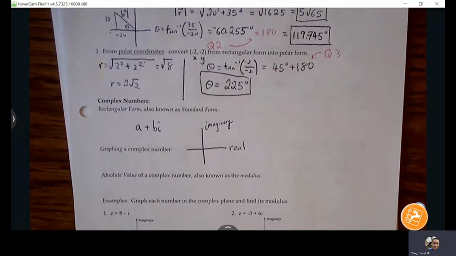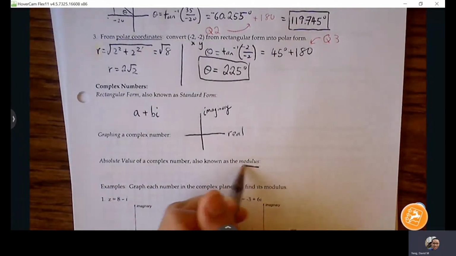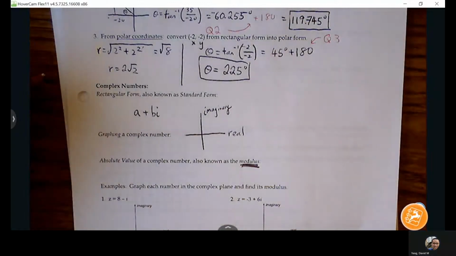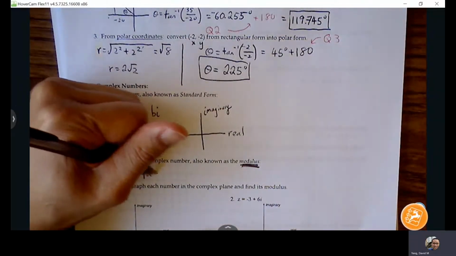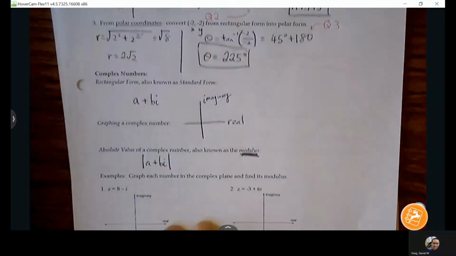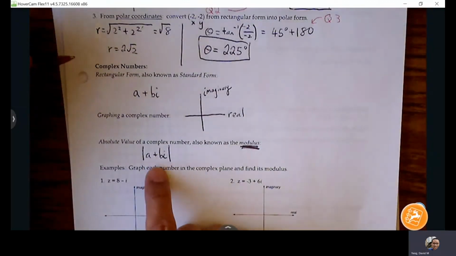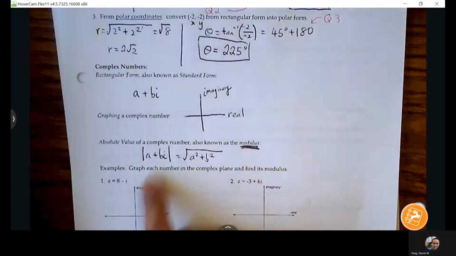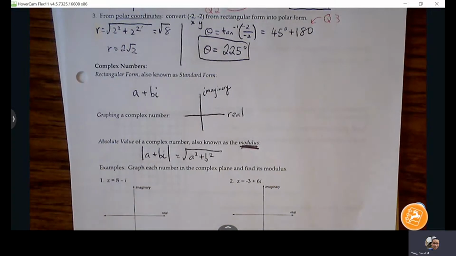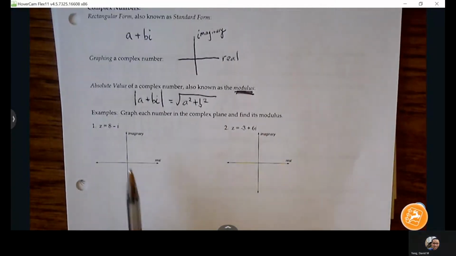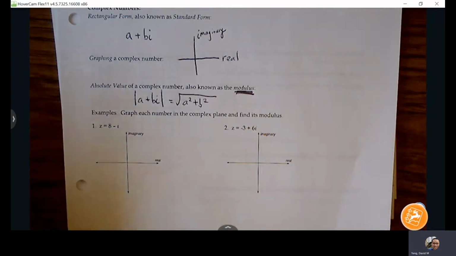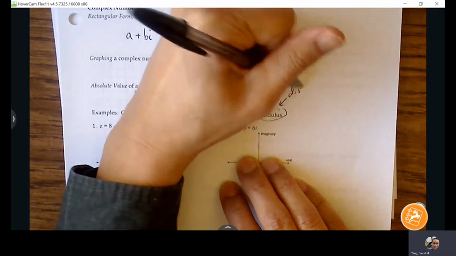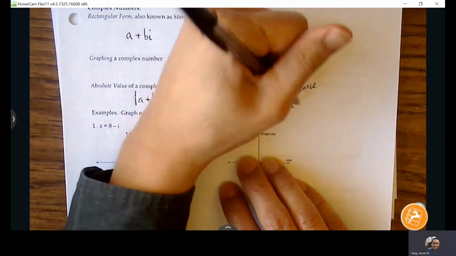Absolute value is also known as the modulus. That's just Pythagorean theorem, how we've been working through that. So if I have absolute value of a plus bi, that's really just finding the hypotenuse. Square root of a squared plus b squared. Okay, so graph each number in the complex plane and find its modulus. In other words, find the distance. In other words, use Pythagorean theorem.